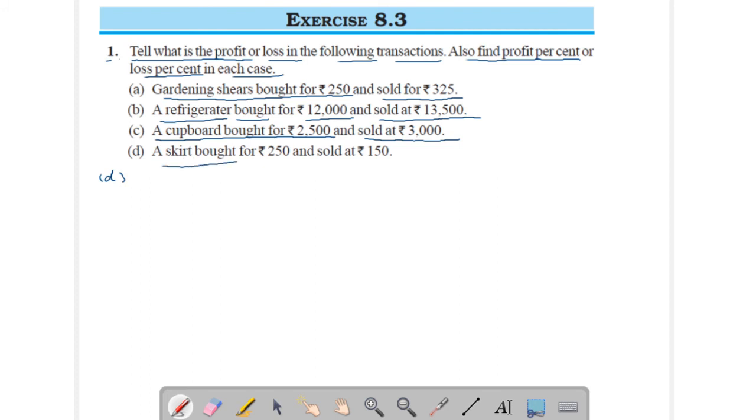This is your answer. Now come to D part. A skirt bought for rupees 250 and sold it at rupees 150. Here CP of skirt is rupees 250. SP, that is selling price of skirt, is rupees 150.